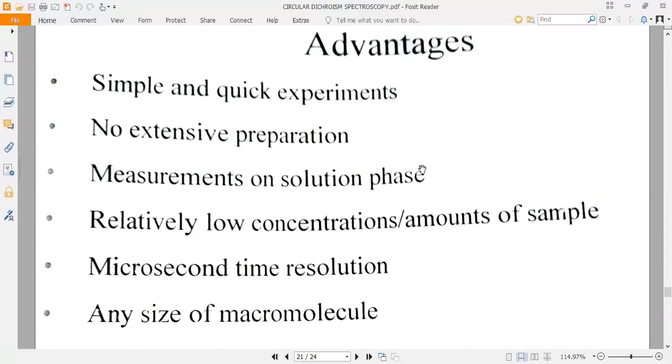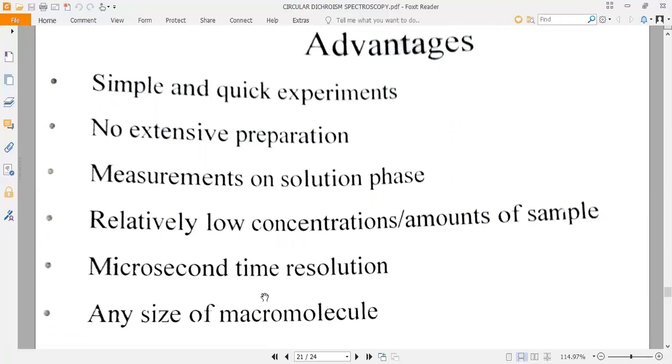सोल्यूशन फेज में कर सकते हैं, क्रिस्टल नहीं चाहिए, रिलेटिवली लो कंसंट्रेशन और अमाउंट ऑफ सैंपल बहुत ज़्यादा नहीं लगता है. तो बहुत सी प्रोटीन्स होती हैं जिनमें कम अमाउंट हम निकाल पाते हैं, प्योर कर पाते हैं, तो उनमें ज़्यादा अमाउंट चाहिए ही नहीं, तो कम में हो जाता है.